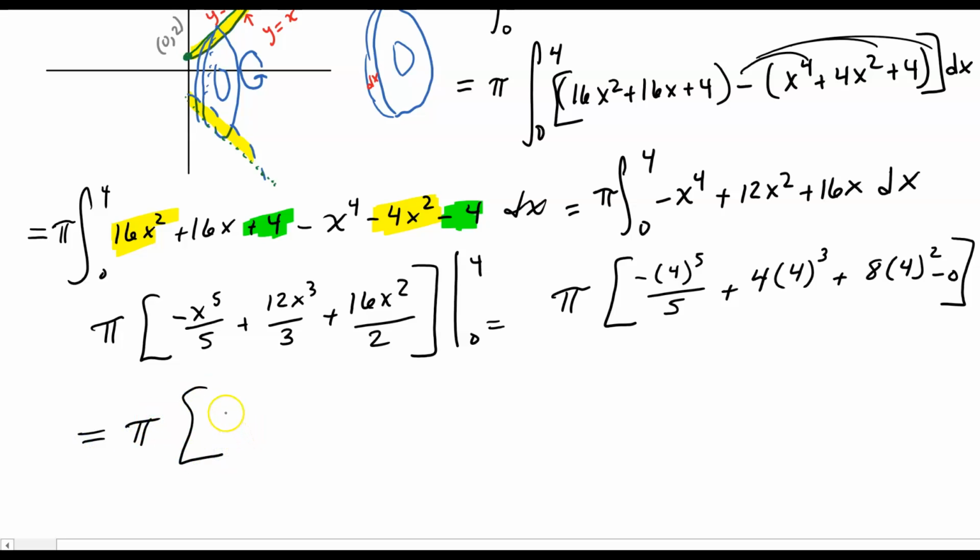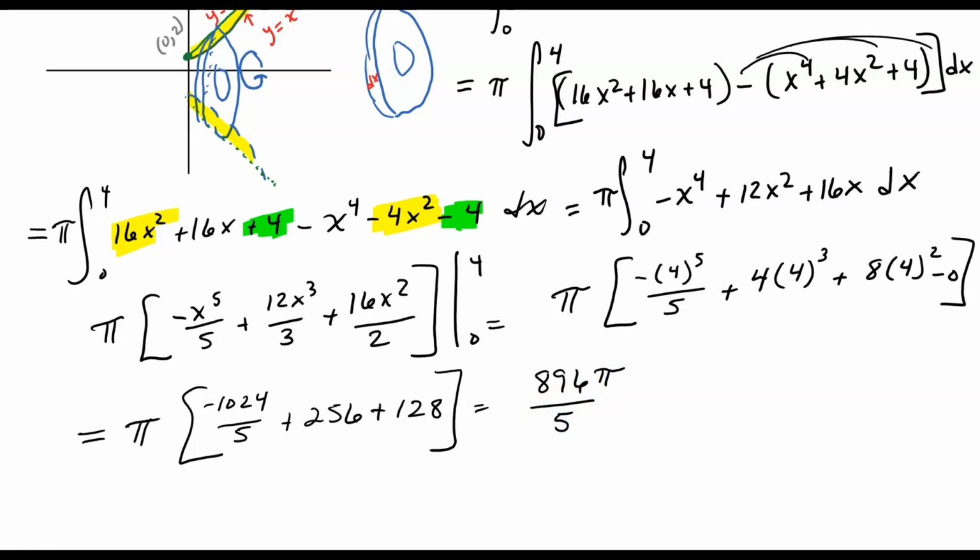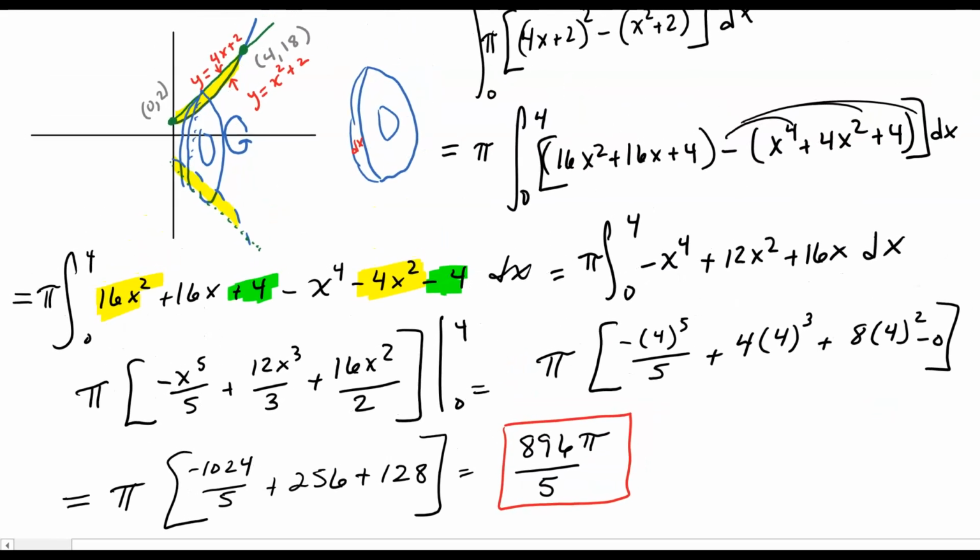And let's see, this negative 4 to the 5th becomes a negative 1024 over 5. 4 cubed times 4, that's 256. 4 squared, 16 times 8, that's 128. And again, we're going to disregard the 0 now. Then it's just a matter of adding fractions and then multiplying by pi. So I'll leave you to that, but you get something like this, 896 over 5 pi, and that right there is in cubic units. This is the volume of that solid that's generated.